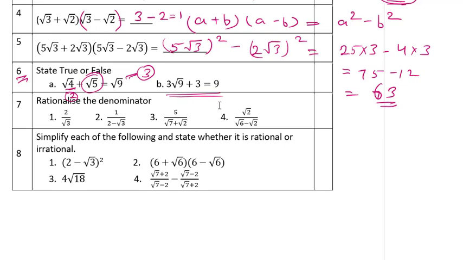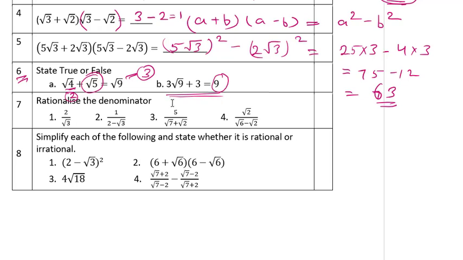3 root 9 plus 3 equal to 9. Now 3 root 9 plus 3. If you simplify root 9, you will get 3. The square root of 9 is 3. 3 into 3 is 9. 9 plus 3 is 12. So on the left hand side I am getting 12 and on the right hand side it is 9. So this statement is also false. So my statement A and my statement B, both the statements are not correct.